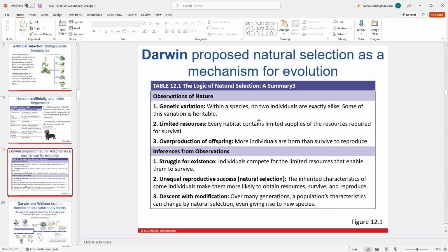So, some inferences that he made. Individuals will compete for the limited resources, and only some of them will get it. Some of them will lose. If there's only one piece of food, one animal will get that piece of food, another one will starve. Unequal reproductive success: some animals are more successful than others. And descent with modification. If you are reproductively successful, then your children will have your genes, and therefore the population will change.